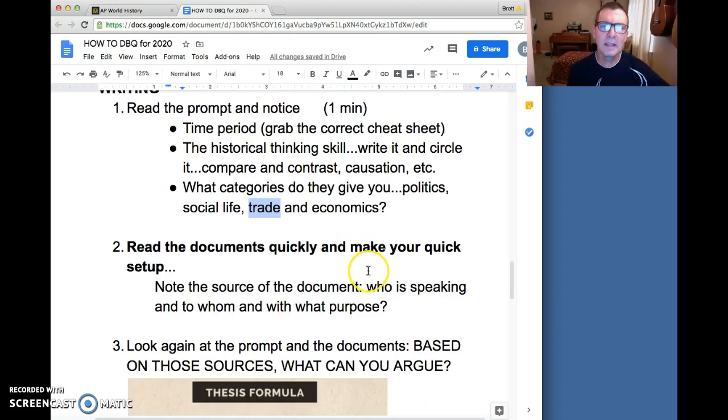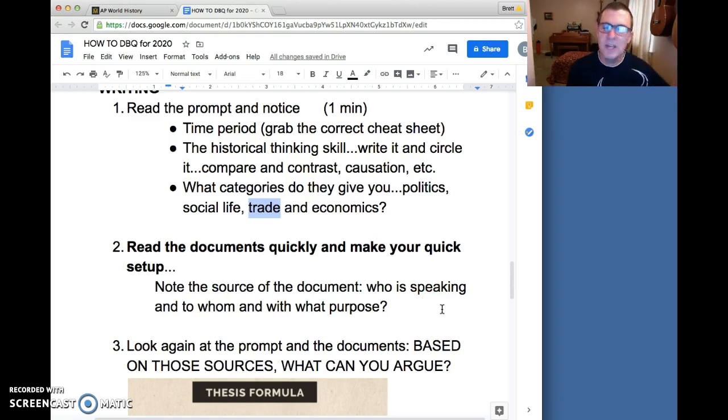Read the documents quickly and make your quick setup. You've got your setup guide, you've got your setup form already. So just do your 5 to 7 word summary of each source there, and then think as you're doing that: who is speaking? To whom are they speaking? And with what purpose? Why are they writing this source? Every source that's created is created for a reason. So what is that source accomplishing? What is it doing? So think about the purpose of that source just real quick.